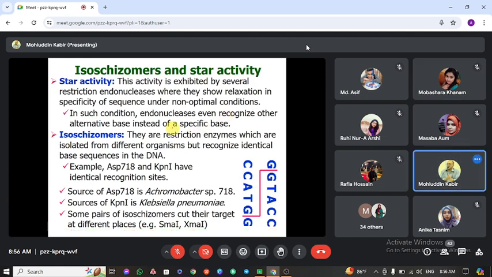Now, you have learned before about compatible enzymes, right? BamHI is compatible with Sau3AI. So compatible enzymes have another name. It is called isoschizomers. Okay, isoschizomers.